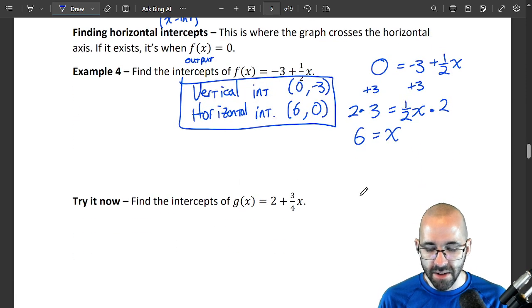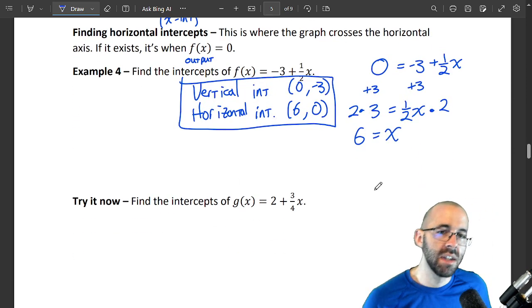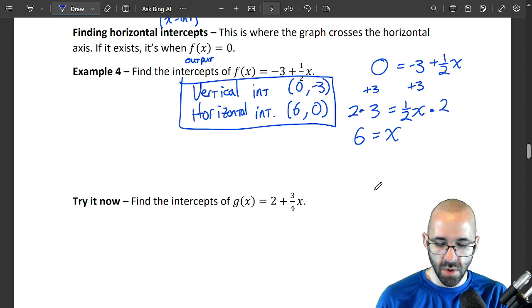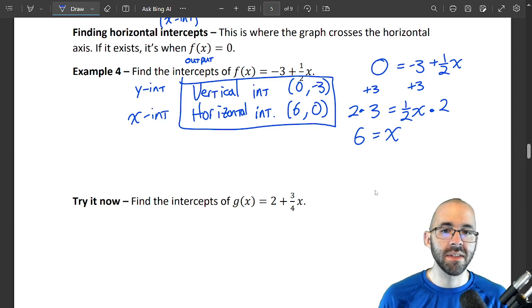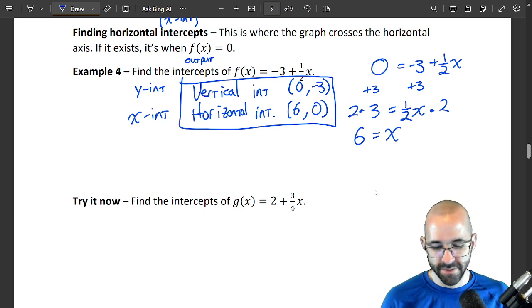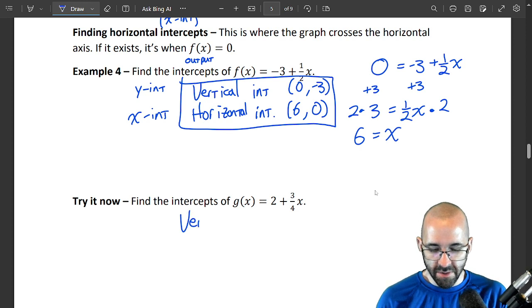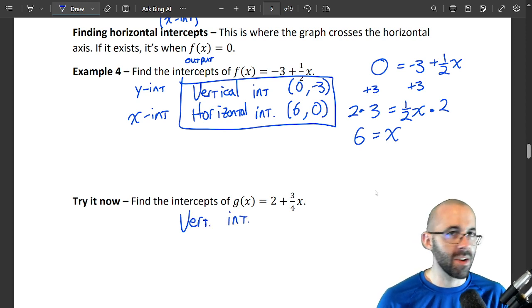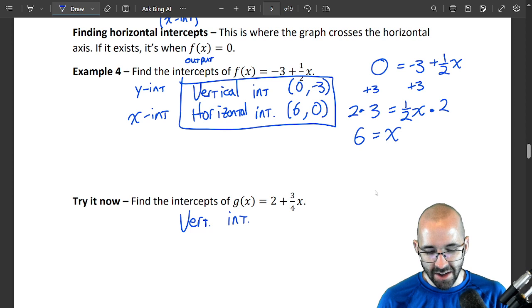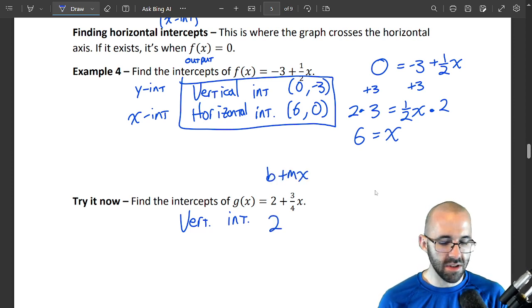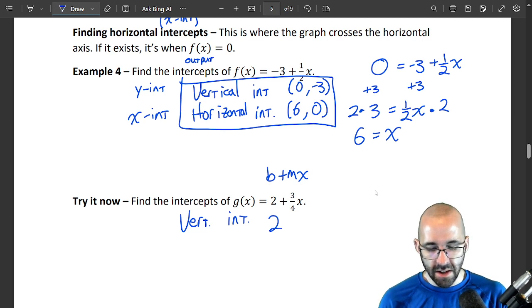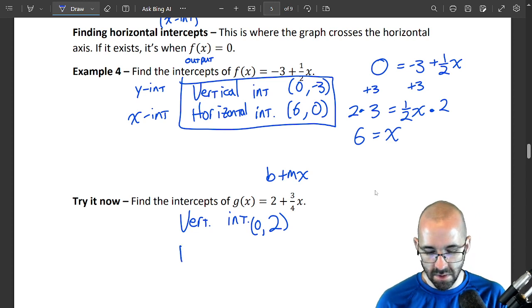So try to replicate that. Pause the video, see if you can find the vertical or y-intercept and the horizontal or x-intercept of this next one. Again, the vertical one, I'm abbreviating more and more every day. That one's simple since it's in the form b plus mx, just a b value. And if you want to be really precise, let's write it as the point 0, 2.